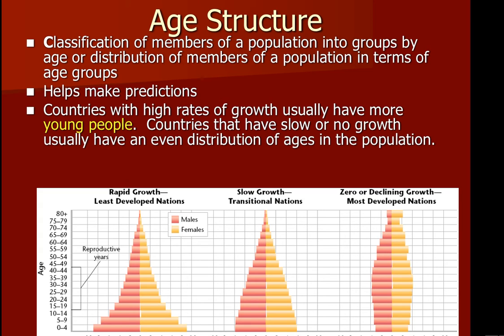So countries with high rates of growth usually have more young people. And so we see that here with this population. We have the ages of the population here, and they are much broader than the population up here in the older age range. Countries that have slow or no growth usually have an even distribution of ages in the population. So we have a slow growth in the United States, and this is what our population looks like here.